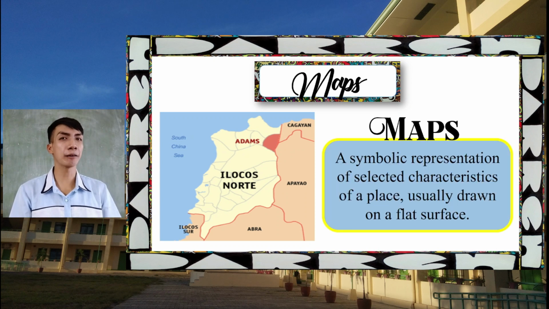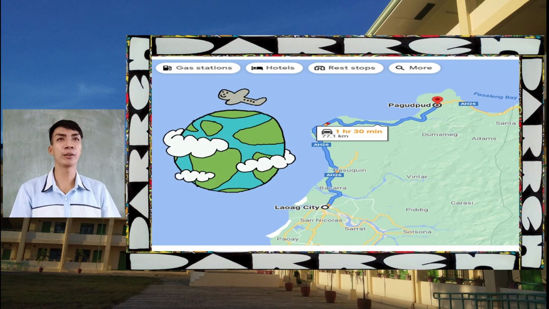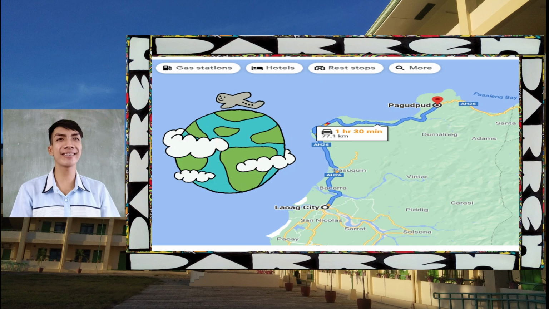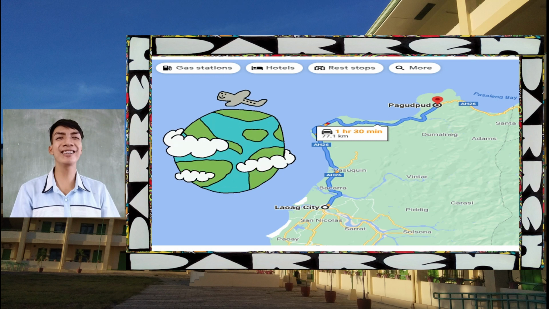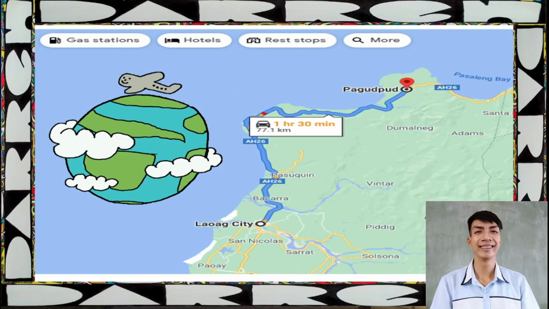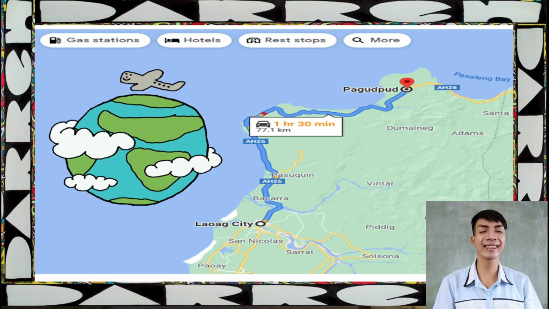Lastly, we have maps, a symbolic representation of selected characteristics of a place, usually drawn on a flat surface, of a whole or just a part of an area of the whole. For example, if you want to visit one of the most beautiful beaches in the world in Pagudpud, just key it in your Google Maps and drive safely. And we are done with our discussion. Is our discussion clear, learners? I am confident that it is.